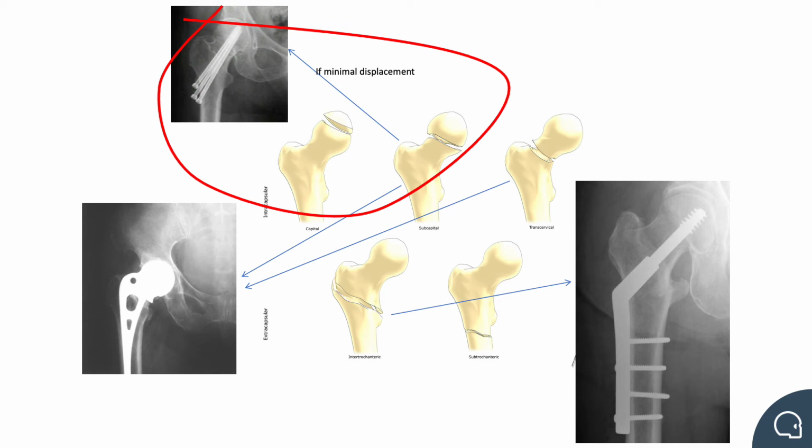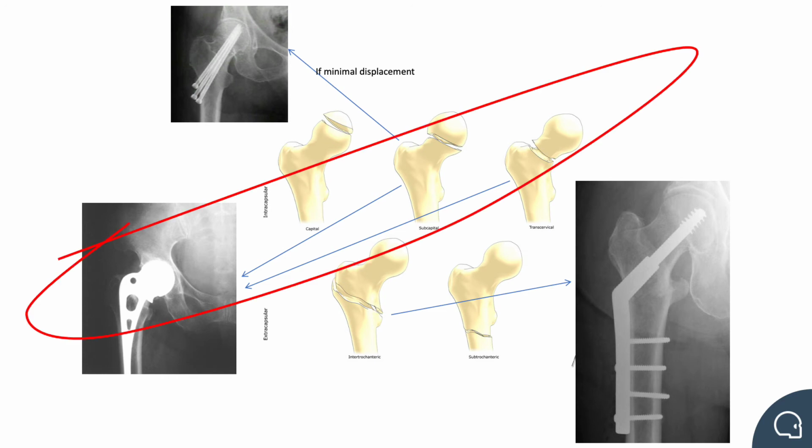If, however, there's gross displacement of a subcapital fracture or a transverse cervical fracture, undoubtedly the blood supply will be disrupted and the head of the femur will go on to die with avascular necrosis. In view of this, the head needs to be removed and replaced with another ball joint. This is called a hemiarthroplasty, where the ball part of the joint has been replaced, as you can see in this X-ray.